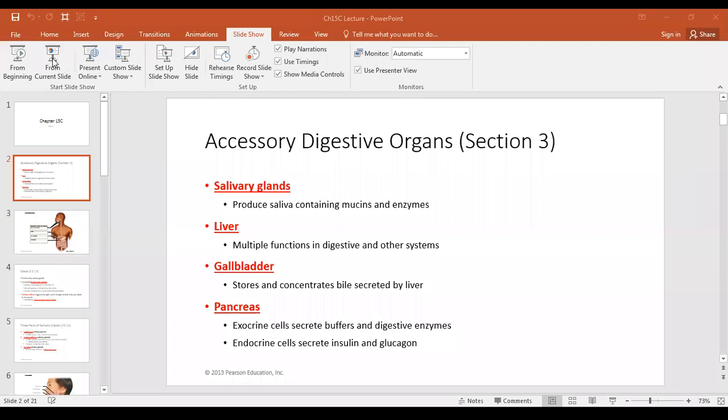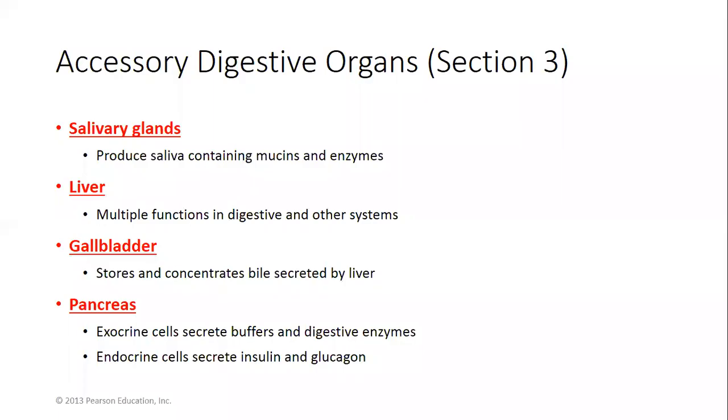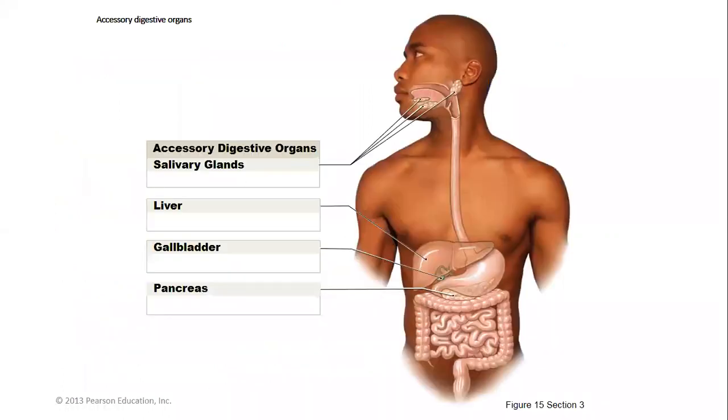Okay, so let's finish the digestive system. We're talking about the accessory glands, so it shouldn't take too long. The salivary glands we've talked a little bit about. We'll talk about their location and what they produce. Liver, gallbladder, pancreas. So the major jobs we'll talk about along the way. And there's a figure that shows them here. Salivary glands in and around the oral cavity, the liver, the gallbladder, and pancreas.